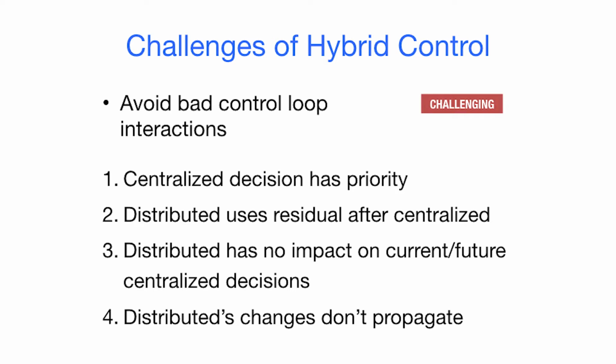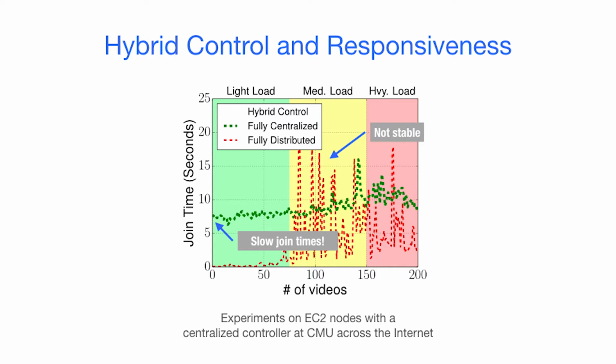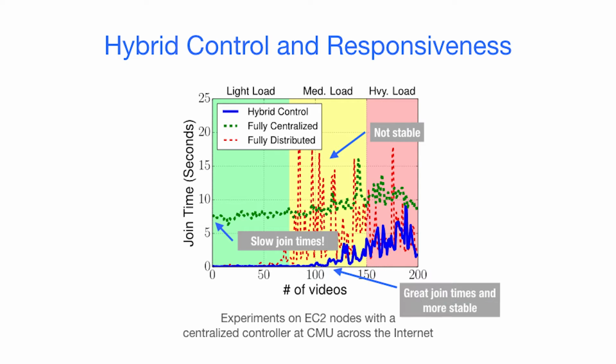So it turns out this works out really well for us. It certainly removes our join time issue. So as we can see here, with a fully distributed approach, we get better join times, right? But as you get into more load, it's not very stable and things go a little crazy. But in our hybrid approach, we get that nice low latency join times. And we actually do even better in heavier loaded scenarios as we're able to move things around within the network.